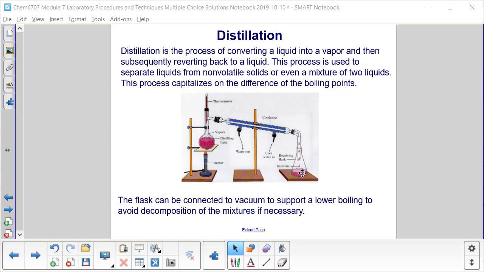So this would have the first boiling point, the lowest boiling point, and what's remaining here would have a higher boiling point, okay? So you can connect the flask to a vacuum to support a lower boiling point to avoid decomposition of the mixture if necessary. So you don't want to overheat and then decompose your mixture.